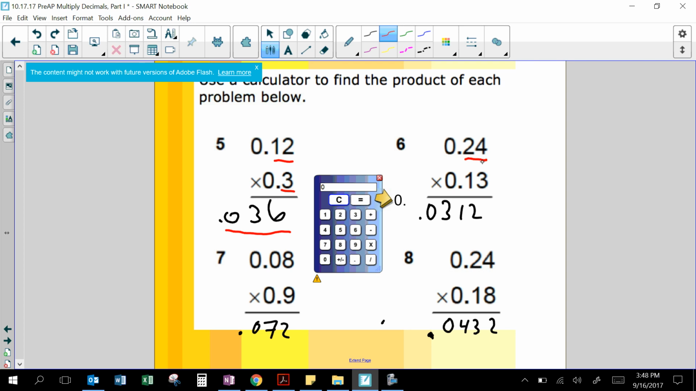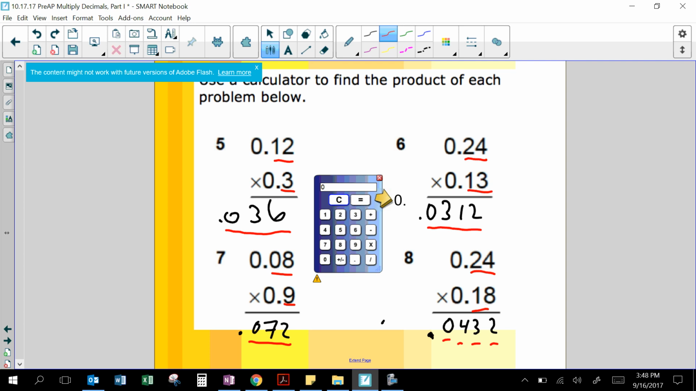That is correct. There are 4 places behind a decimal point, so my product will have to have 4 places behind a decimal point. There are 3 places behind a decimal point. Does this product have 3 places behind a decimal point? It does. 1, 2, 3, 4. There are 4 places behind a decimal point. Some of you may say that.